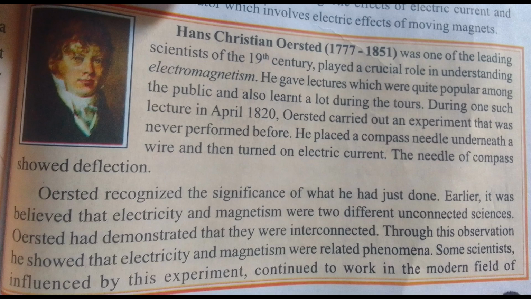Ørsted recognized the significance of what he had just done. Earlier, it was believed that electricity and magnetism were two different and unconnected sciences. Ørsted had demonstrated that they were interconnected. Through this observation, he showed that electricity and magnetism were related phenomena. Some scientists influenced by this experiment continued to work on the modern field of electromagnetism.